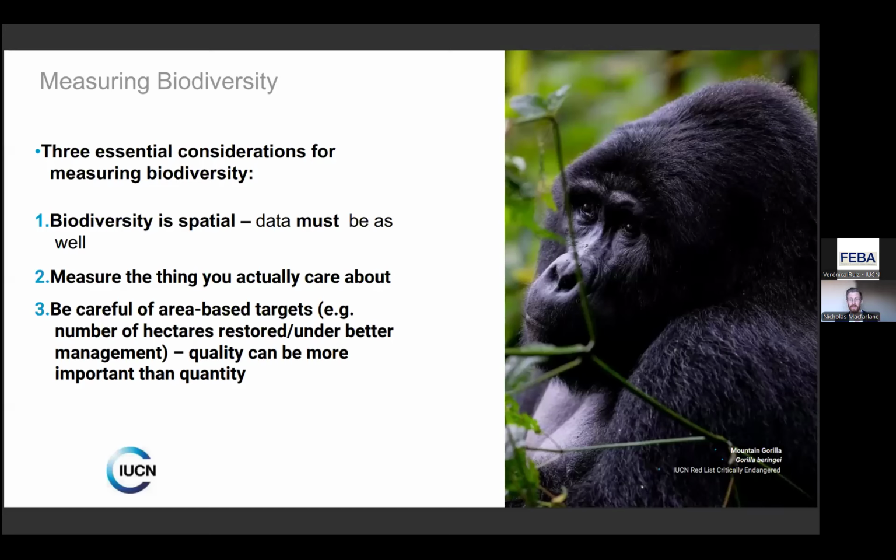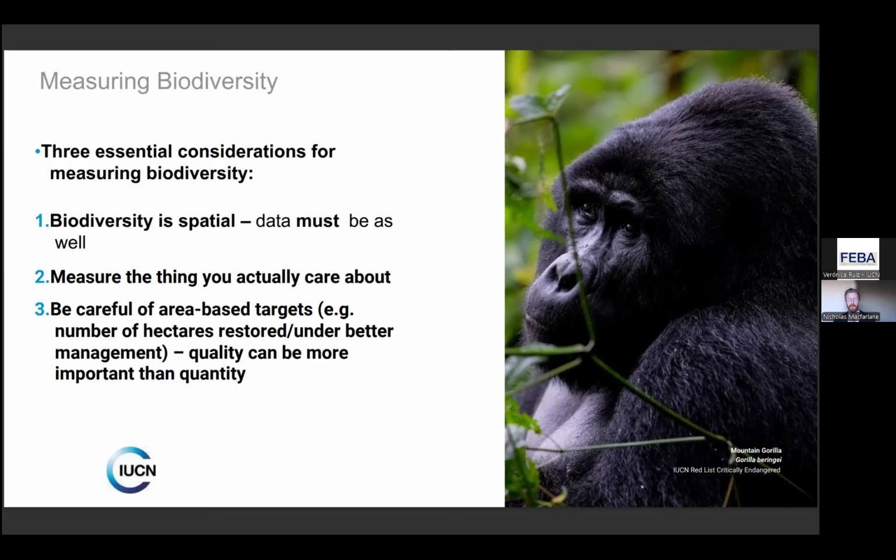And third, it's very common for targets in the reporting around the projects that we do to be reported around an area of land that is better protected. For example, number of hectares restored or percentage of land or marine area that is protected, and then automatically assume that that is better for biodiversity. Because of the spatial nature of biodiversity, this can be really problematic because it incentivizes conservation in the cheapest and the easiest places, which may not be where the biodiversity is at all.